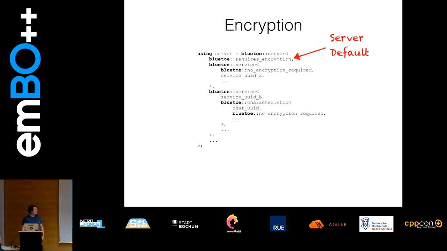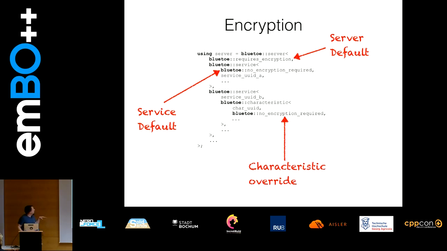Encryption requirements can be defined on a server level, so this defines that every characteristic on the server would by default require encryption to be readable or writable, otherwise the library would respond with an error. You can override this on the service level, and you can even finally override this on a per characteristic level.